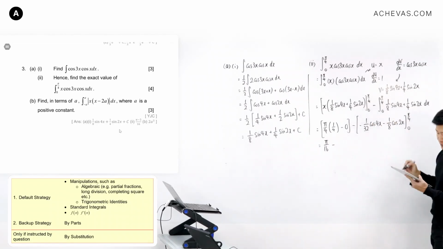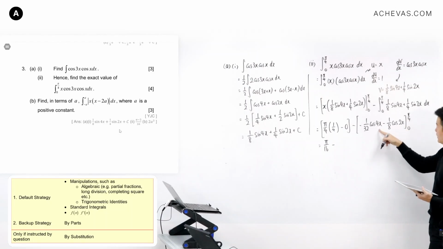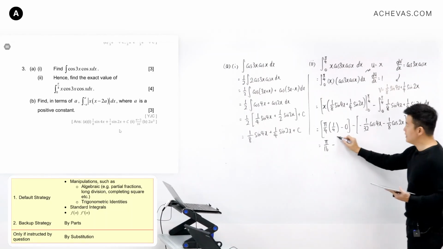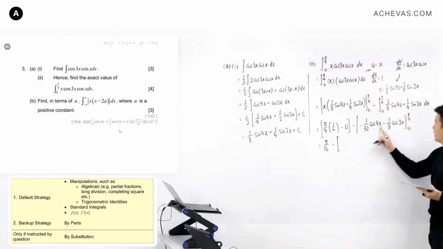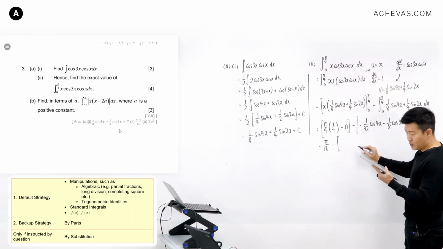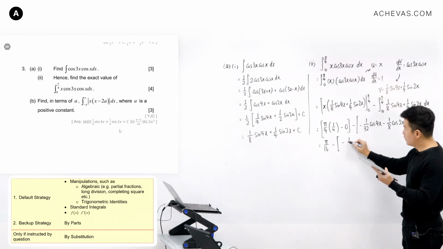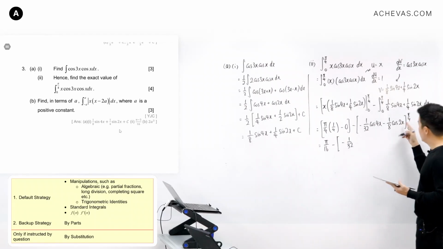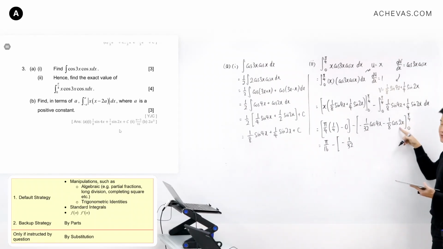Minus away, I'm going to introduce pi over 4 into here, which gives me a cosine pi. If I were to introduce that in, cosine pi is going to be equal to minus 1. So we will have a minus 1 over 32. Then substituting this in is going to give me a 0 because I'm going to have a cosine pi over 2. Cosine pi over 2 is 0.